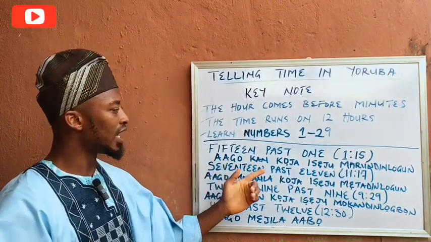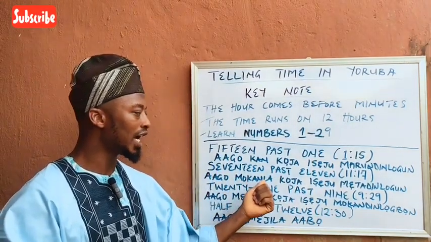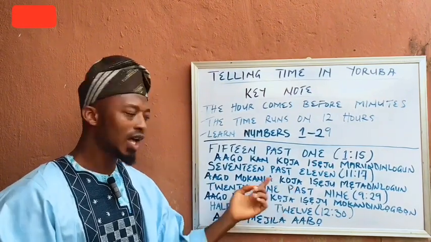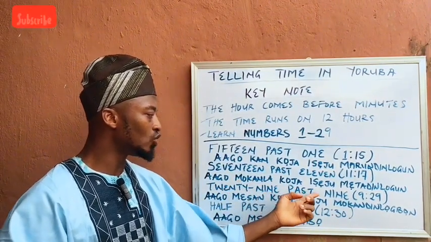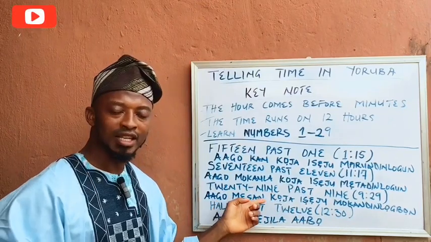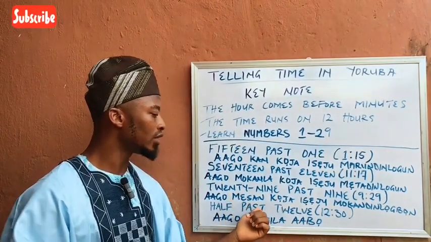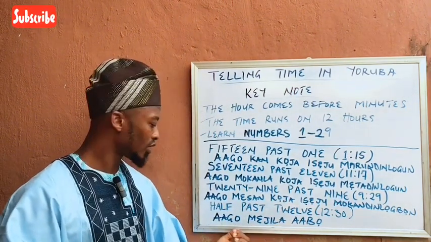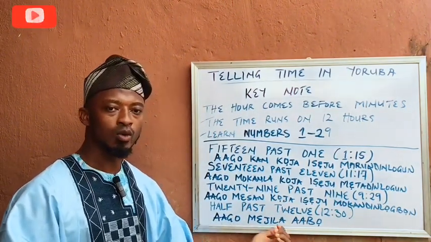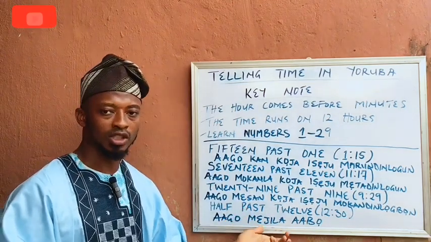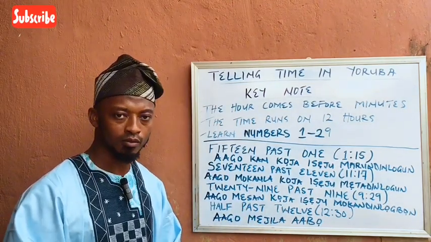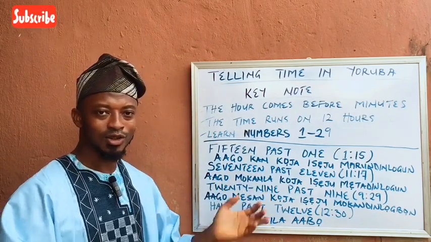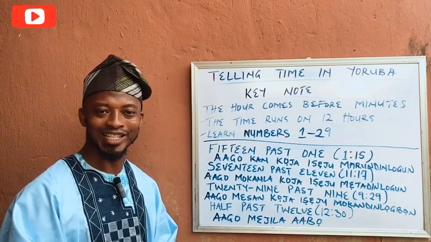So, 15 minutes past the hour of 1, aago kan kọjá ìṣẹ́jú márùndínlógún. 17 minutes past the hour of 11, aago mọ́kànlá kọjá ìṣẹ́jú mẹ́tàdínlógún. 29 minutes past the hour of 9, aago mẹ́sàn-án kọjá ìṣẹ́jú mọ́kàndínlọ́gbọ̀n. Anything half past 12, we have it as aago méjìlá àbọ̀. The same way, if the time was half past 1, then we say aago kan àbọ̀. So you can see this is quite easy to understand, right? Yoruba language is very interesting to learn and it's quite easy to understand.